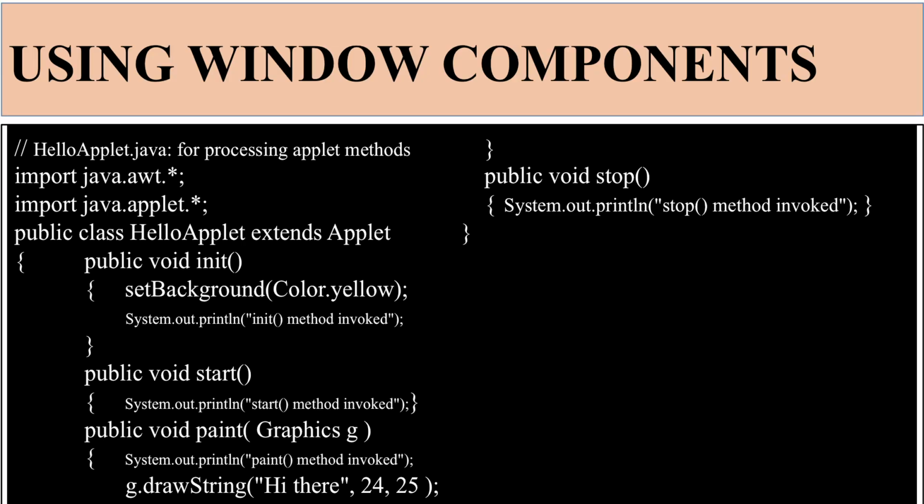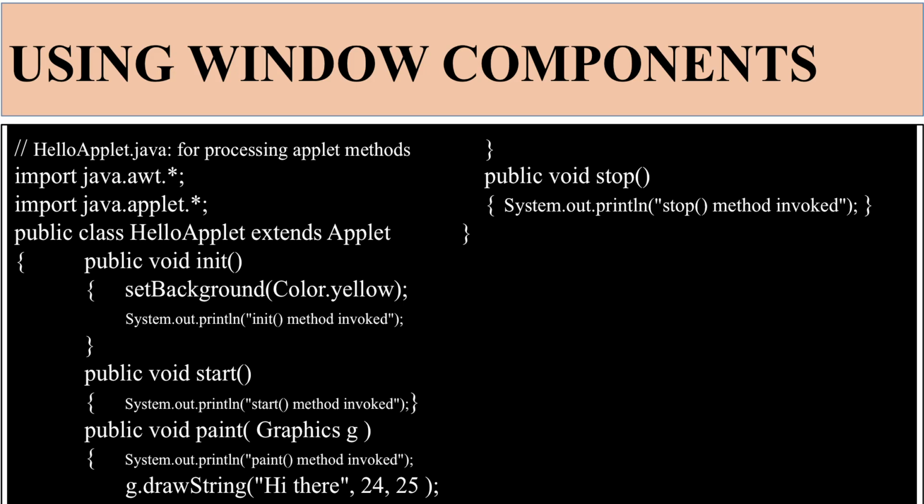Now see this program, which is a simple Java applet program. You can see the first line, import java.awt.*, and import java.applet.*. So we have to import AWT as well as applet. Public class HelloApplet extends Applet. This is an applet class because we are extending this class from Applet, and HelloApplet is the name of this class.